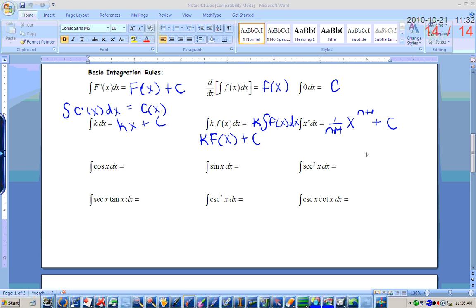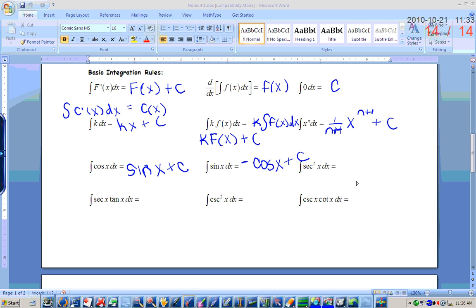Okay, the integral of cosine x. What function has a derivative of cosine? Sine. Is that it? Just sine x plus c. I will be lenient on your very first quiz about the plus c, and then I will get pretty stingy, or pretty picky. All right, what function has a derivative of sine? Negative cosine. Good. Don't forget that negative cosine. Negative, and then plus c.